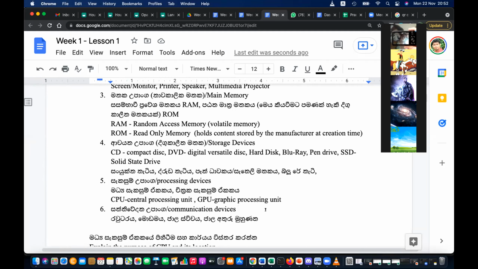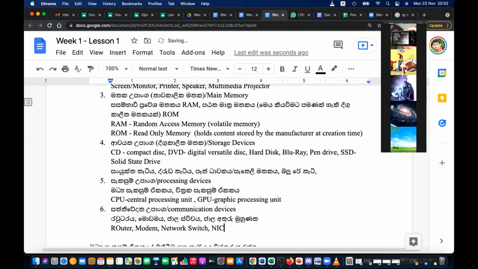Okay. Then, what are the communication devices? Router and modem, then network switch, network interface card. NIC. Yes, NIC, network interface card.